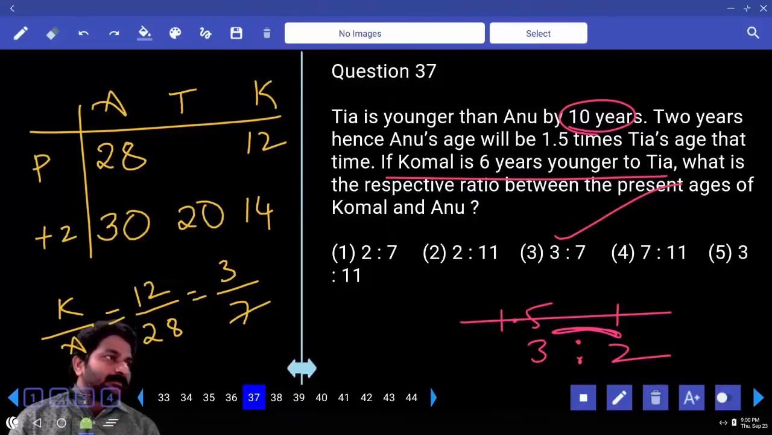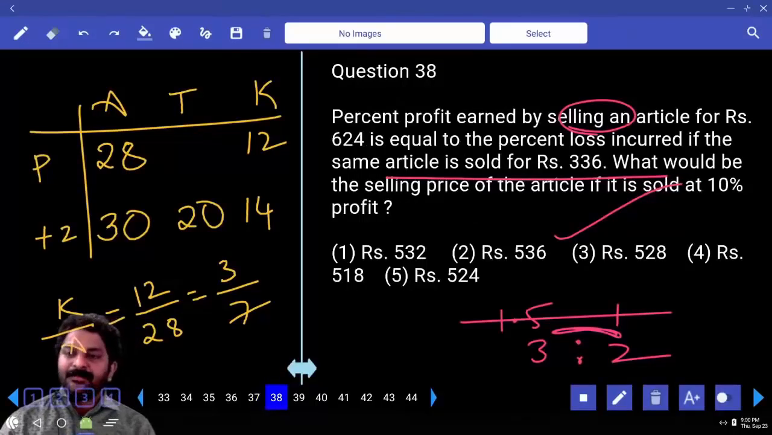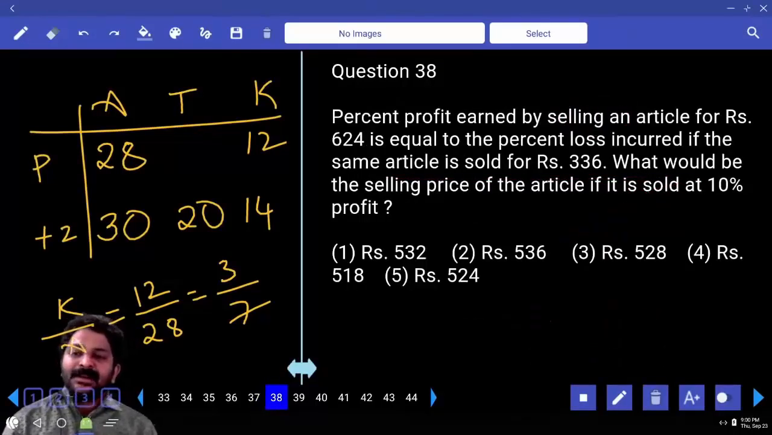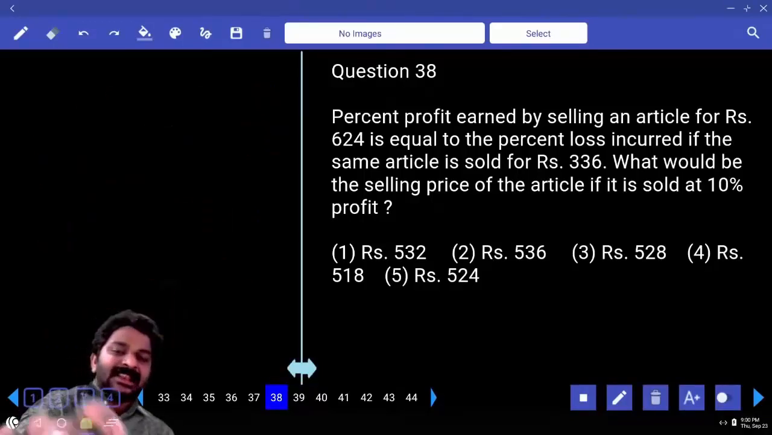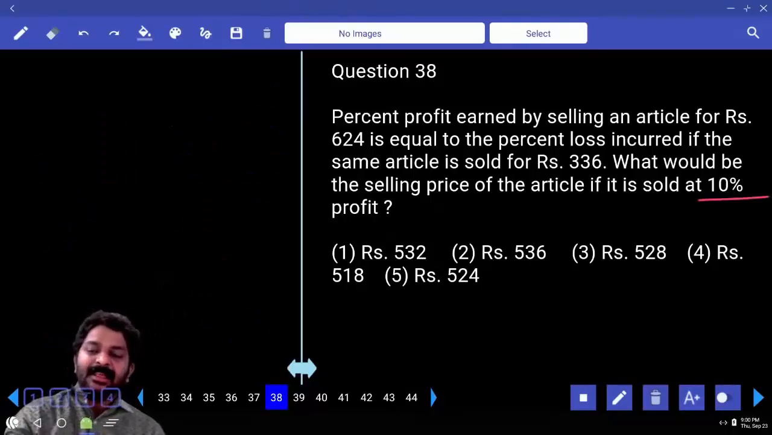Followed. Next, 38. The percent of profit earned by selling an article for 624 is equal to the percentage of loss incurred when the same article is sold for 336. What would be the selling price of the article if it is sold at 10% profit? See, when you are selling it at 10% profit, at what price do we need to sell the item?